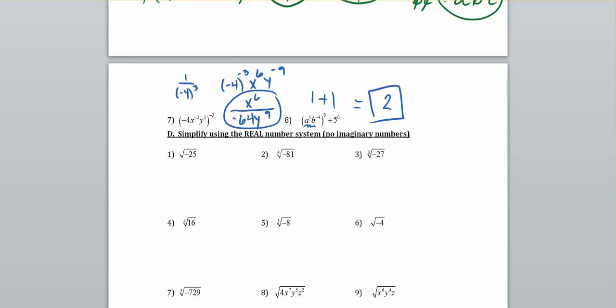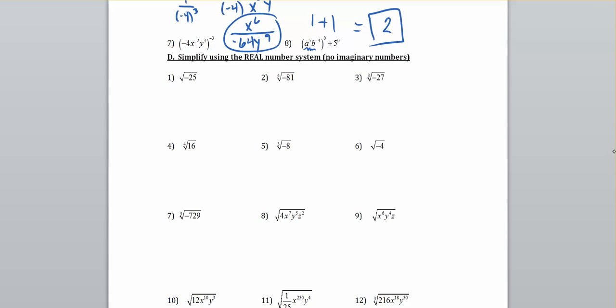All right, second section. Let's go down to part D. Now, we're going to simplify using the real number system. If I'm simplifying using the real number system, I'm not doing imaginary numbers, so there are going to be no i's. Meaning for number 1, I cannot take the square root of negative 25, right? What you're going to write for this one is DNE, which stands for does not exist. We're not making that 5i. We're not doing the imaginary number system. We're only working with the real number system. So when I have the square root of any negative, it's going to be does not exist.